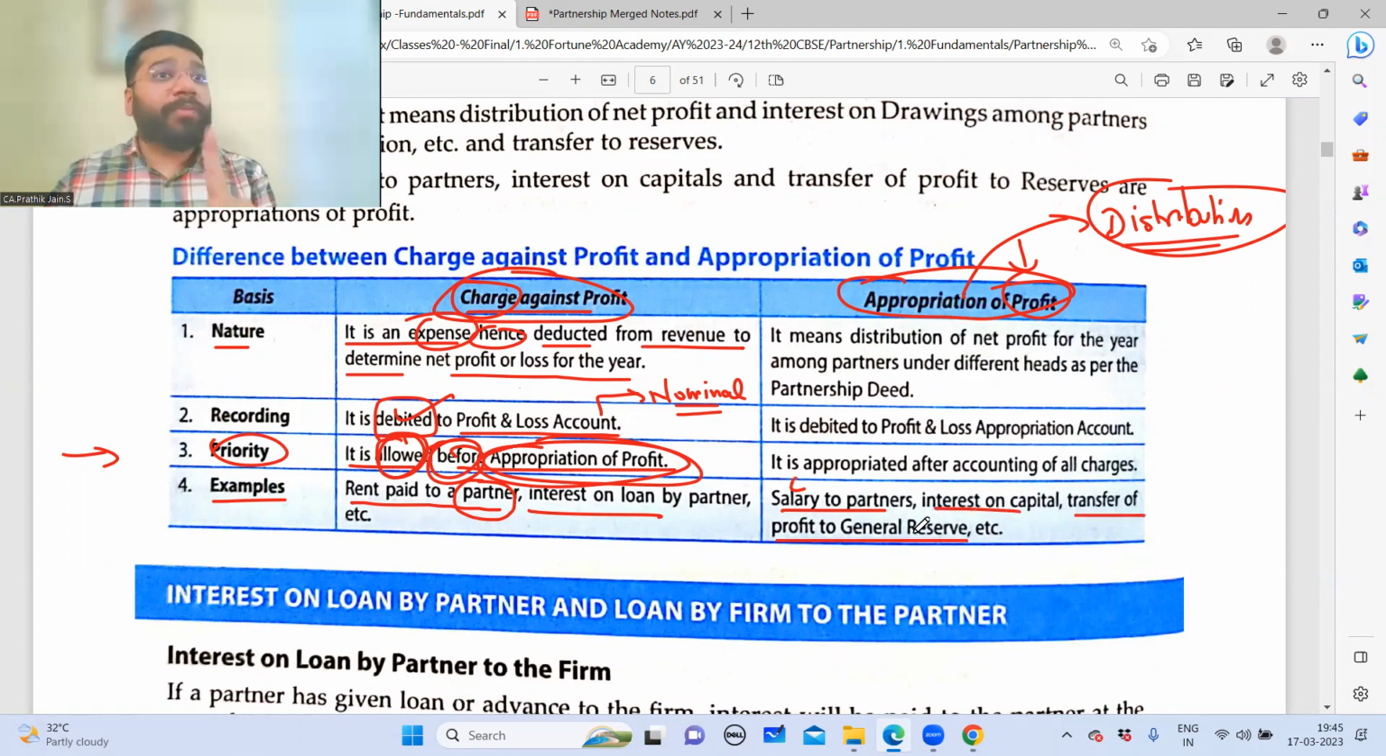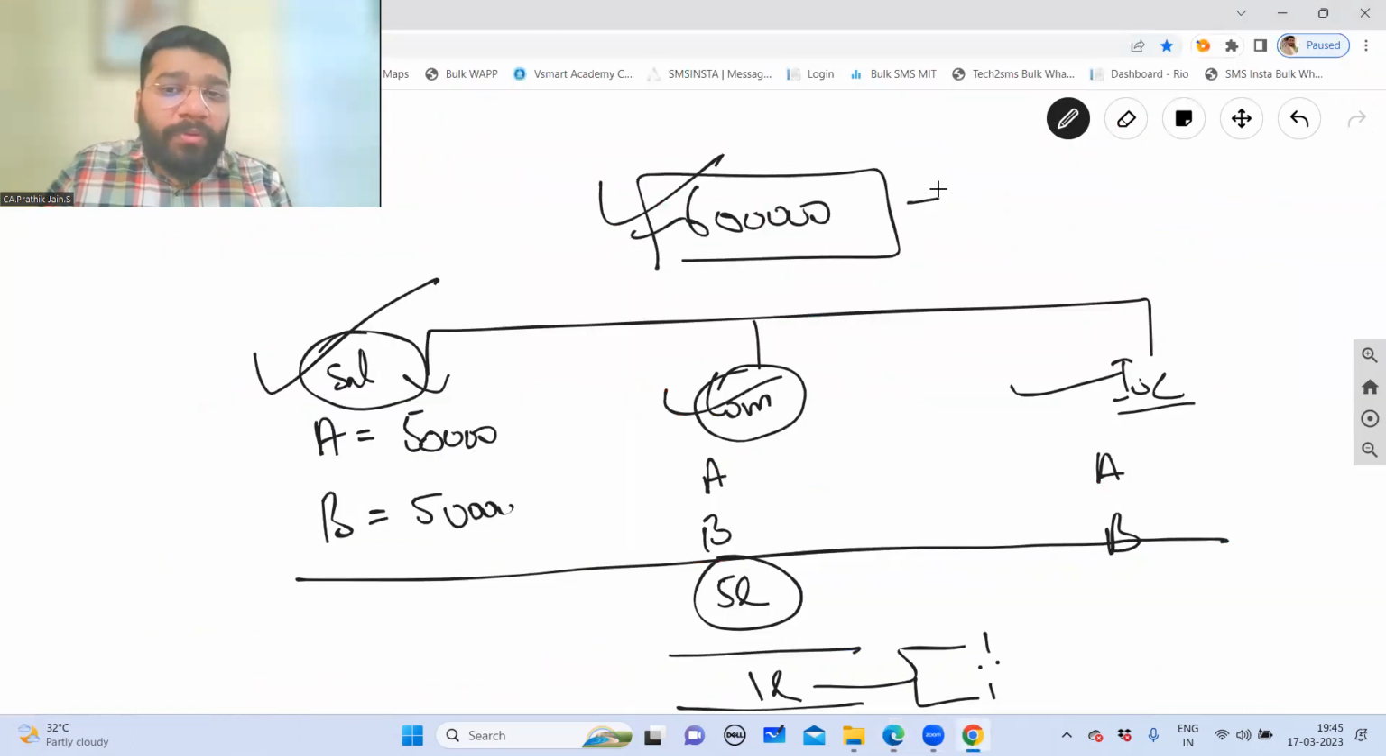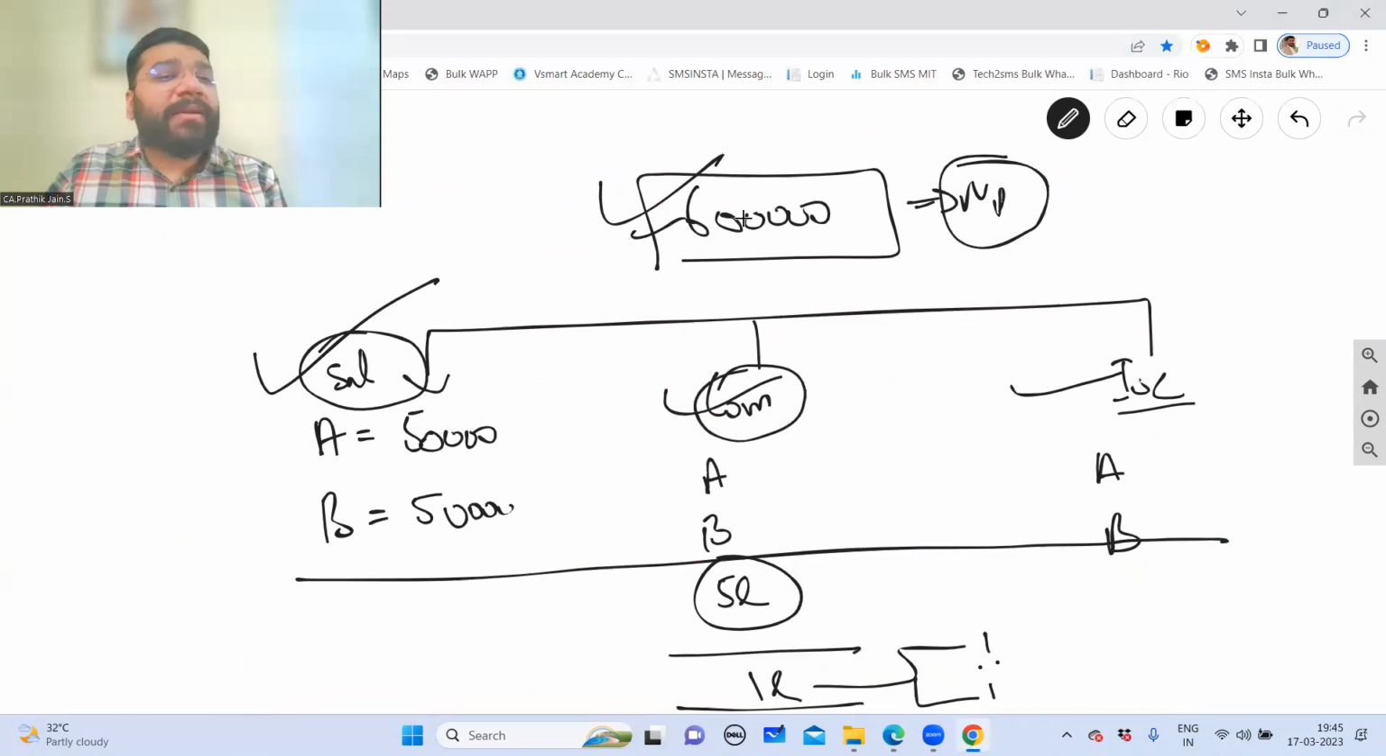We have a practical question, not just one, there are 2, 3 questions. That time I'll discuss what this concept is. Now just understand the meaning. It means distribution of net profit. So the 6 lakh, what did we do? The 6 lakh we distributed in the form of salary, commission, IOC, and the profit.